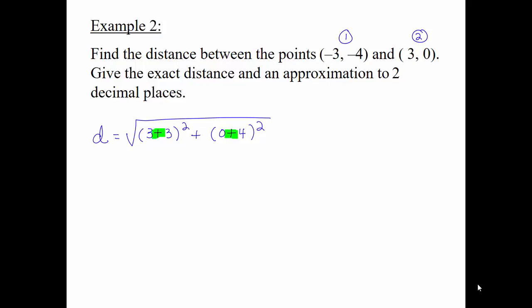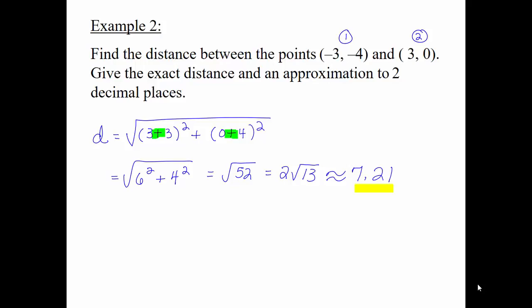So we have 3 minus and -3, which is going to give us the plus, and 0 minus and -4, which again gives us the plus. So we have that squared, 6 squared plus 4 squared. 36 plus 16 is the square root of 52. Then you're going to have to simplify that. Okay, that's not a fraction, but it is a radical, which is an exact answer. But then go ahead and put it in the calculator, 2 times the square root of 13, and round it to 2 decimal places, 7.21.